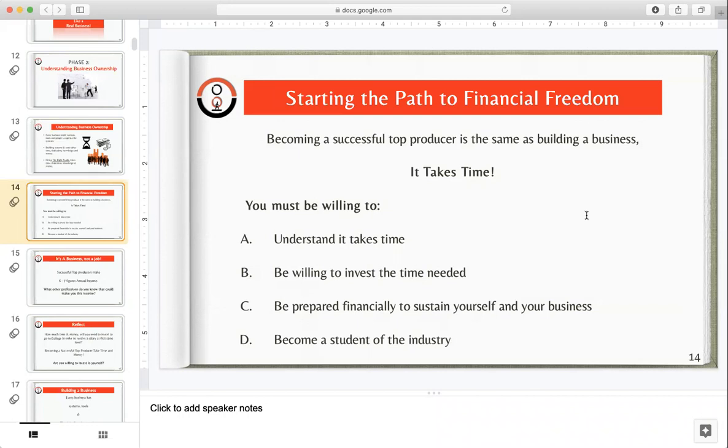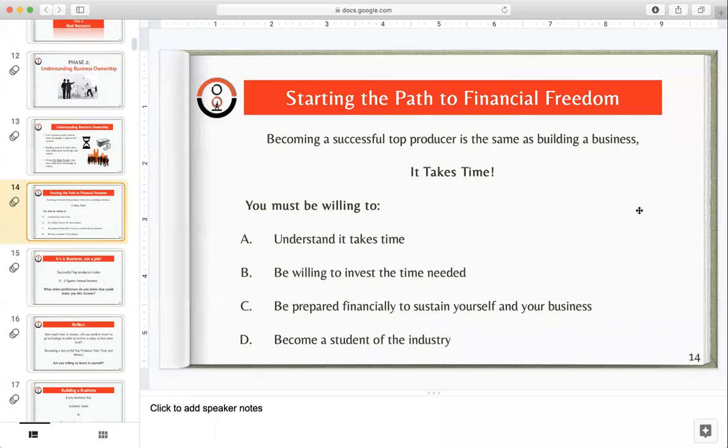So let's look at the majority of what needs to happen. You must be willing to understand that it takes time. You need to be willing to invest the time needed. Again, 12 to 18 months. Be prepared financially to sustain yourself in the business, which means you're not going to be making money for 12 to 18 months. Then you should consider that from the get-go and know it. Put some money aside. And if you don't have money coming in and you're joining real estate, you will very, very quickly find yourself in a very negative situation. That's why I don't recommend anyone to quit their job and go real estate full time before you really get to a momentum stage. And that takes time.